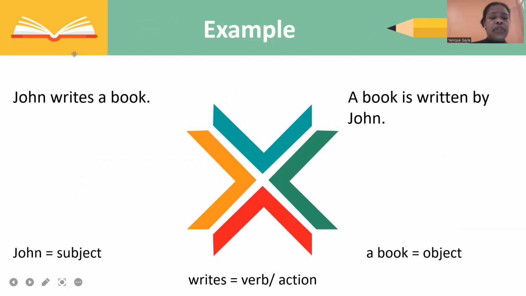So for example, John writes a book. If I were to ask you, who is doing the action? Who is the doer? Okay, you would say it's John. That is very correct. What is John doing? Well, he writes a book. Okay, who is receiving the action or what in this case is receiving the action? It's a book. Okay, so here we can quickly identify the subject is the doer, writes is the verb or the action, a book is our object.